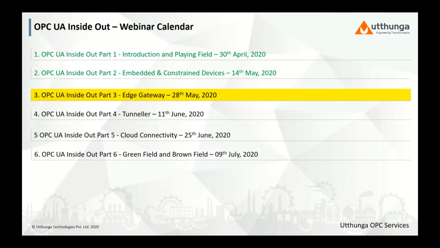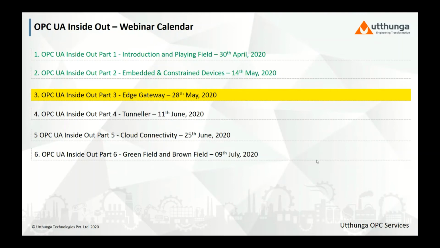Just before I wrap up, I would like to cover what's coming up in the OPC UA Inside Out webinar calendar. The next one is on May 28th. It covers the role of OPC UA in edge devices. Edge devices sit above the field and embedded devices in the ISA-95 pyramid. We, of course, covered the embedded devices today.